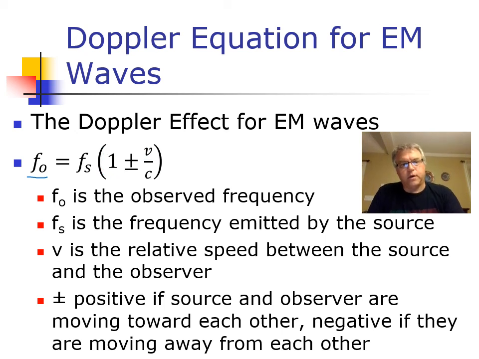Now the next thing I want to talk about here is the plus and minus sign. We use a plus sign if the source and the observer are moving toward each other. And we use the negative sign when the source and the observer are moving away from each other. So that kind of matches the way we did it with sound as well. When we were looking at the frequencies with sound, if the object was moving toward the other, it was positive. If it was moving away, it was negative. We're doing the same thing here as well.